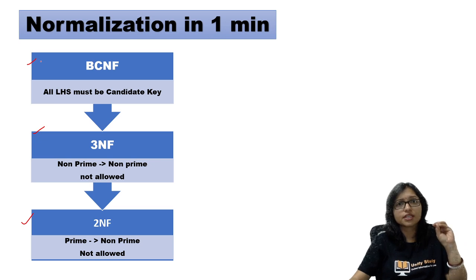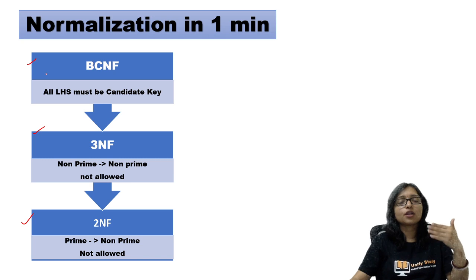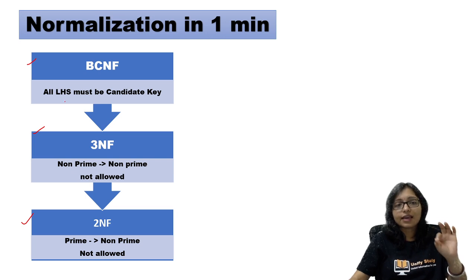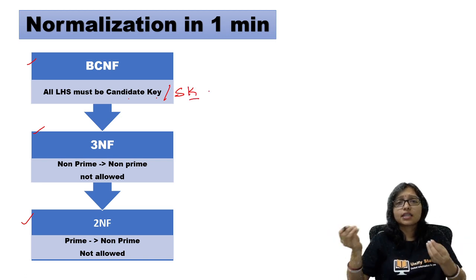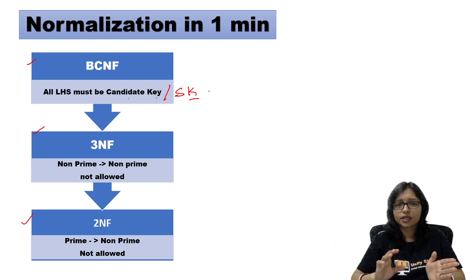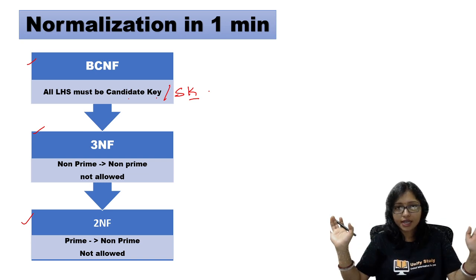In BCNF, the constraint is stricter. If you are satisfying the upper constraint, then the lower ones will definitely be satisfied too. So what is the constraint? The constraint is that the left hand side must be a candidate key or super key. Super key means what? More than a candidate key. A candidate key with some extra attribute is called a super key. So if the candidate key is satisfied, then the super key will already be satisfied.